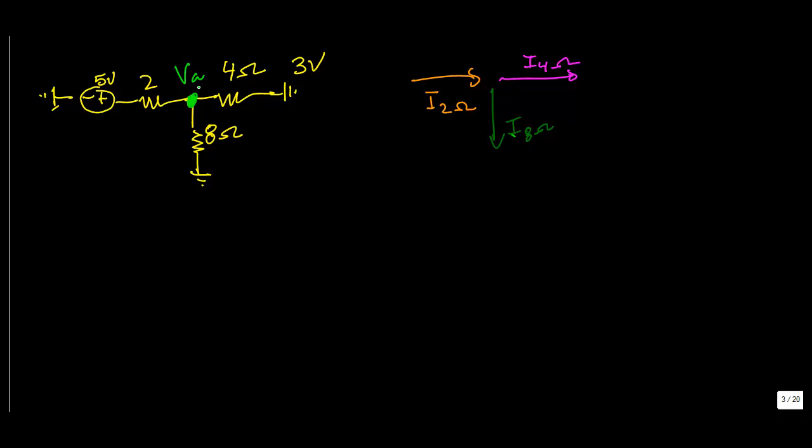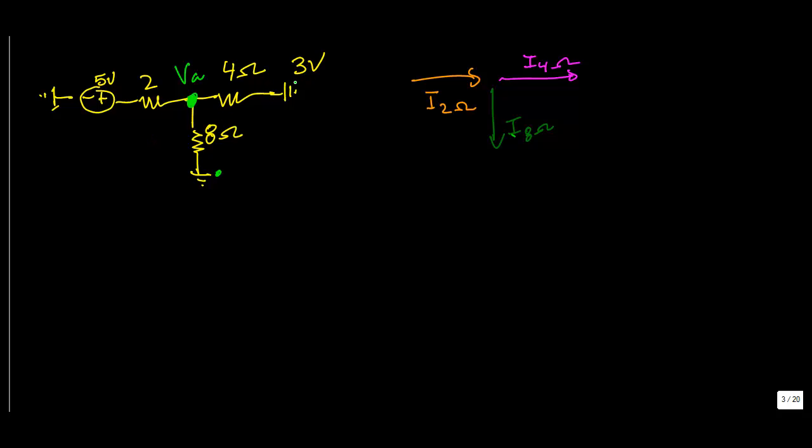So what we would do is take the voltage difference across each branch. For example, if we were going through the 8 ohm branch, we know that VA minus whatever voltage is on this side, which is ground, so VA minus 0 over 8 will give us the current through the 8 ohm resistor, or we could call that I 8 ohm in green. And VA minus 5 volts over 2 ohms would be the current that goes through the 2 ohm resistor.